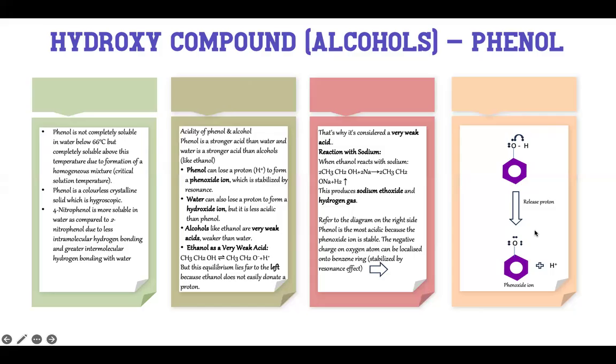Phenol is the most acidic because the phenoxide ion is stable. The negative charge on the oxygen atom can be delocalized onto the benzene ring and stabilized by the resonance effect.